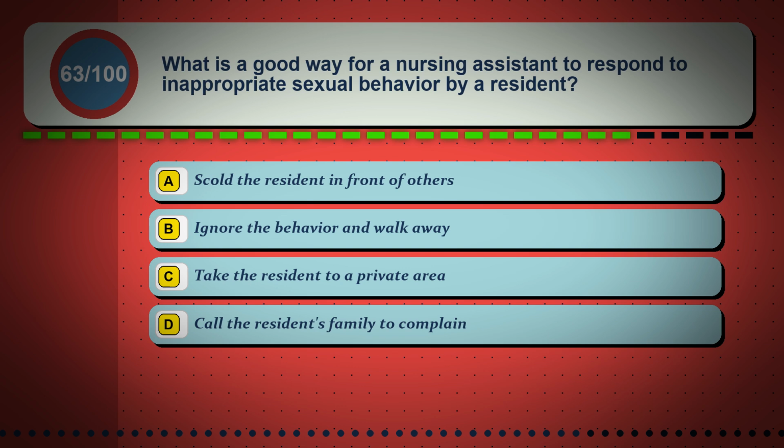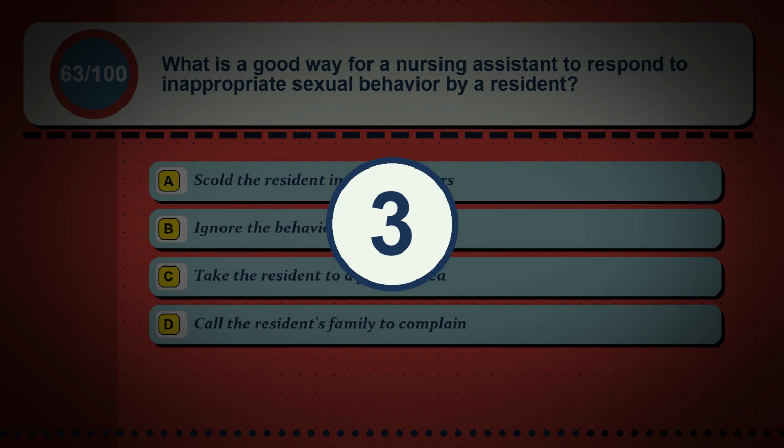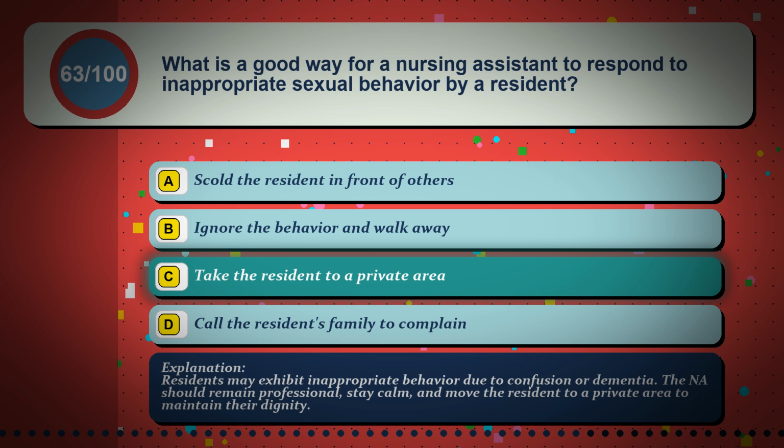Question 63. What is a good way for a nursing assistant to respond to inappropriate sexual behavior by a resident? Option A, scold the resident in front of others. Option B, ignore the behavior and walk away. Option C, take the resident to a private area. Option D, call the resident's family to complain. The correct answer is option C, take the resident to a private area. Residents may exhibit inappropriate behavior due to confusion or dementia. The NA should remain professional, stay calm, and move the resident to a private area to maintain their dignity.